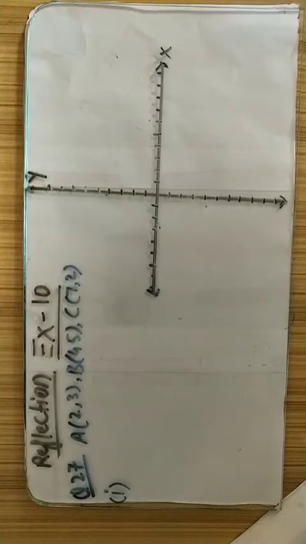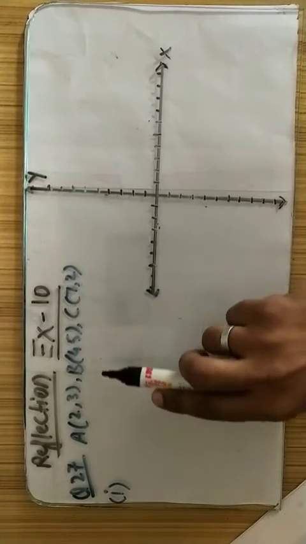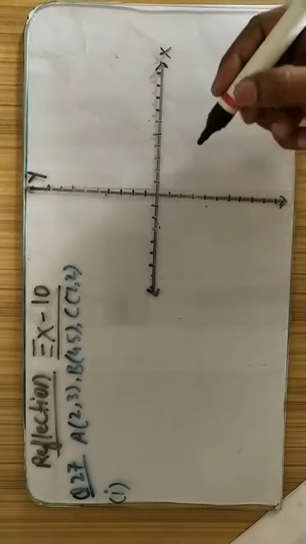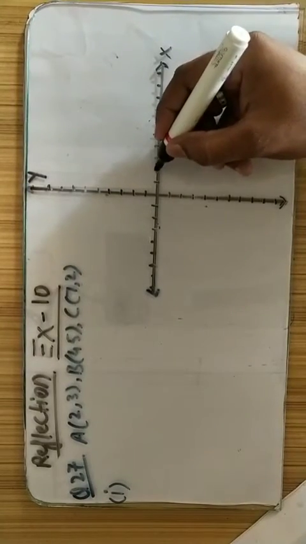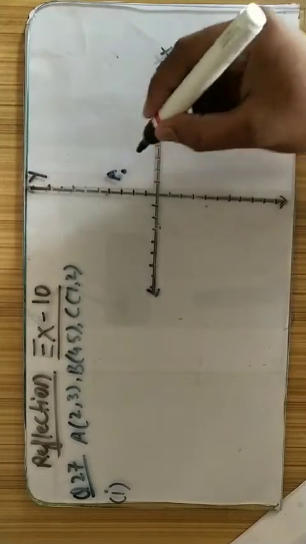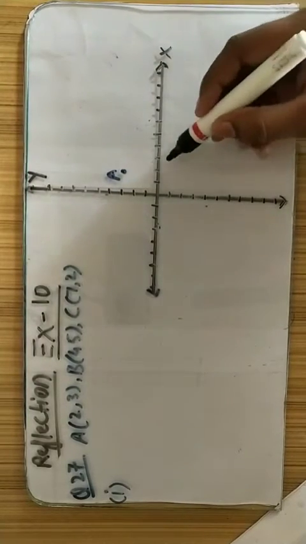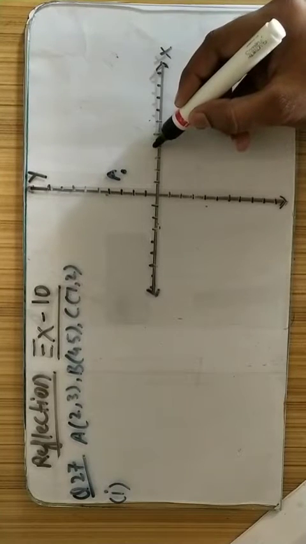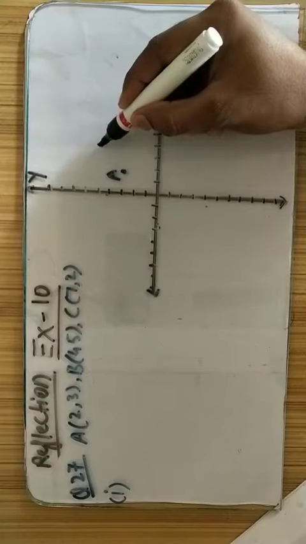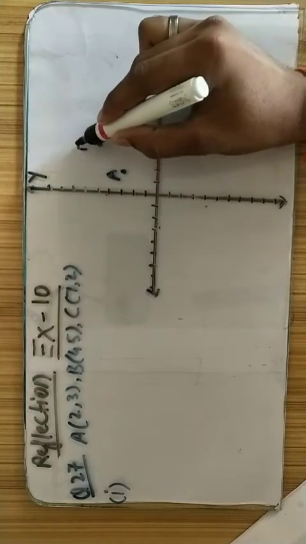Question number 27. Coordinates A, B, C are given. A is (2, 3), B is (4, 5), and C is (7, 2). So where will (2, 3) be? This will be (2, 3): 1, 2, 3. This is A. And second is (4, 5). This is 4 and this is 5. This will be B.